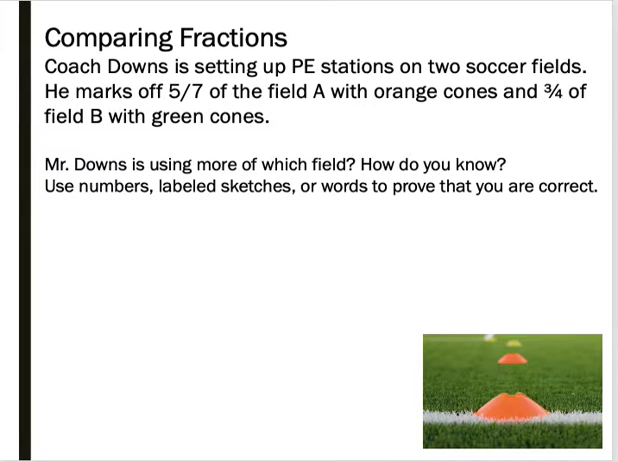Your work on our PE question. Coach Downs is setting up PE stations on 2 soccer fields. He marks off 5/7 of field A with orange cones and 3/4 of field B with green cones. Mr. Downs is using more of which field? How do you know? Use numbers, labeled sketches, or words to prove that you are correct.